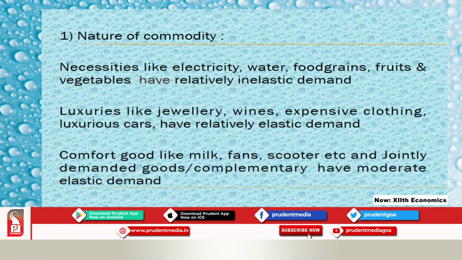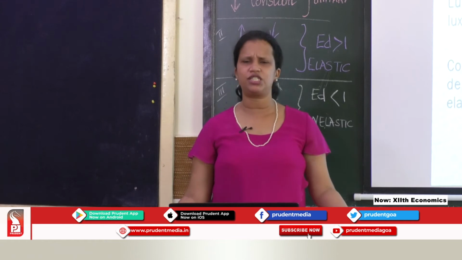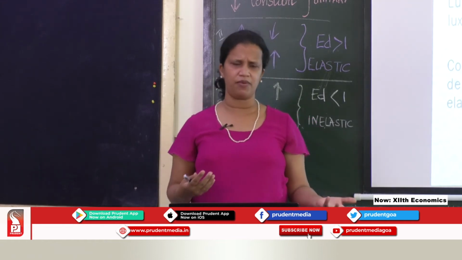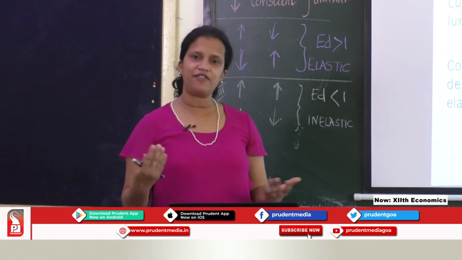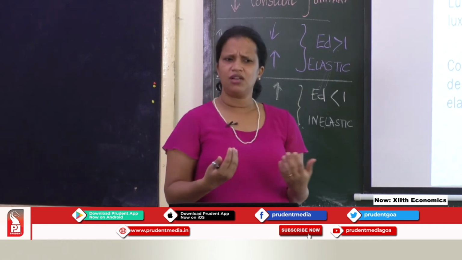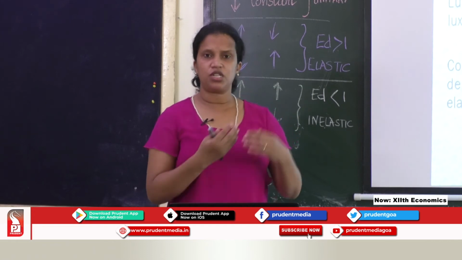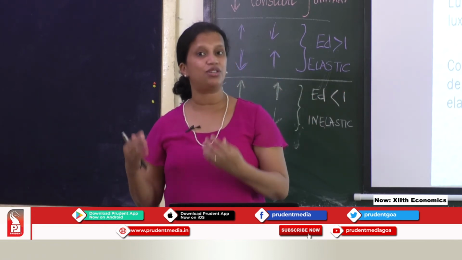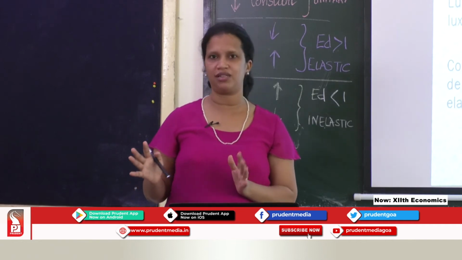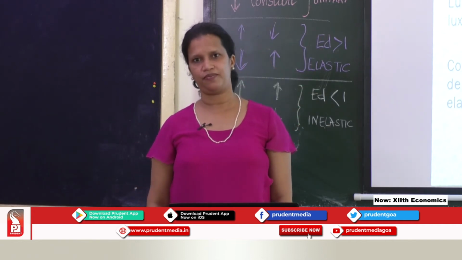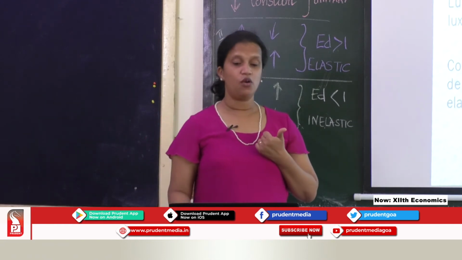The first one is the nature of the commodity. This determinant classifies commodities into 3 kinds: necessities, luxuries and comfort goods. Necessities, as I told you, are electricity, water supply, food grains, fruits, vegetables. These goods have a relatively inelastic demand. Why? Because I am not very sensitive to a price change, because whatever the price, I have to continue consuming them. So, I am going to buy them irrespective of the price change. So, inelastic demand.